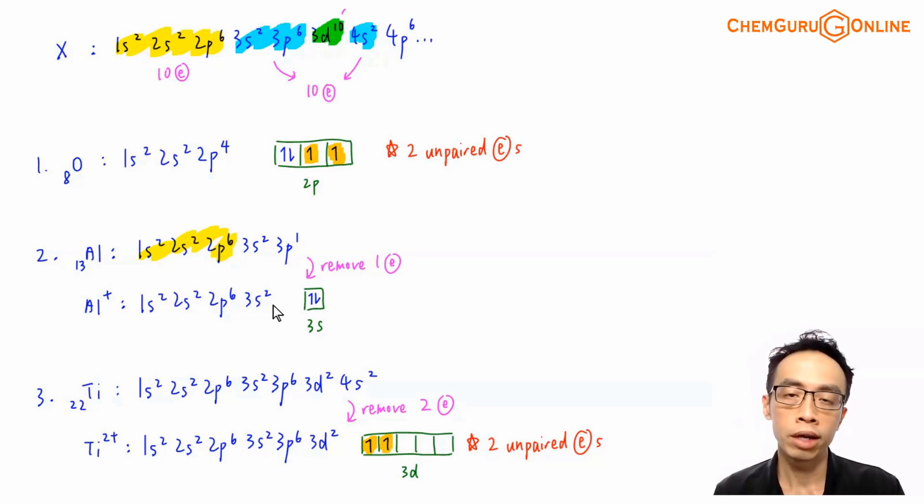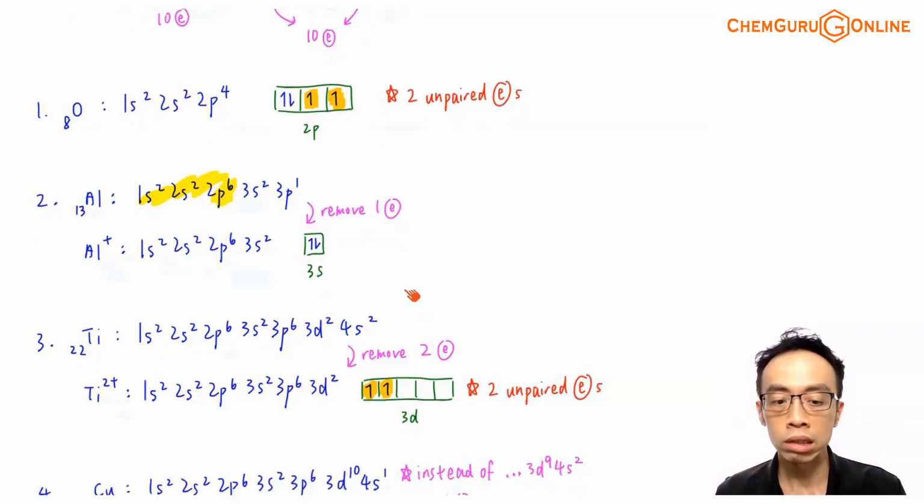And if I consider the electron in box diagram for my valence subshell, which is my 3s2 configuration, 3s2 will be fully filled and the 2 electrons are paired. So Al+ will not have any unpaired electron. Al+ will not be paramagnetic. How about the third example?